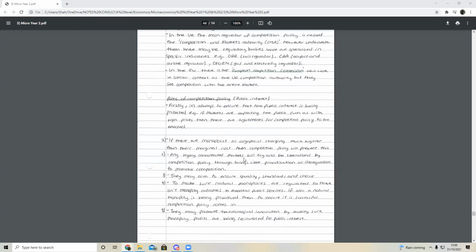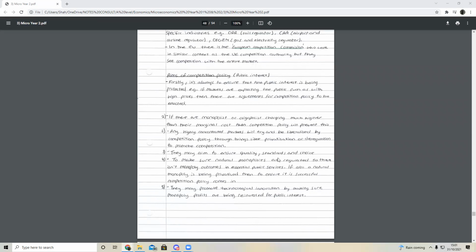Any highly concentrated markets will try to be liberalized by competition policy through things like privatization or deregulation to promote competition. Highly concentrated markets means basically there are a few firms that have a lot of market share. So competition policy might come in and liberalize that market, meaning making it more contestable.